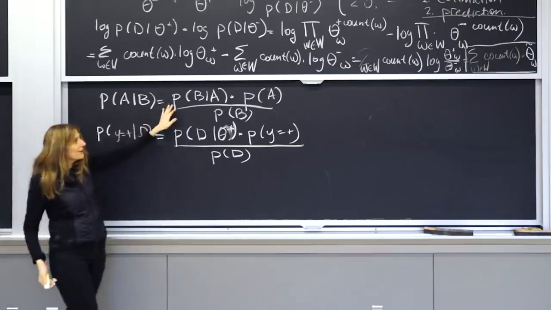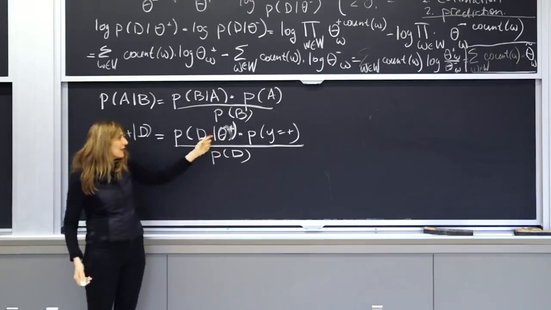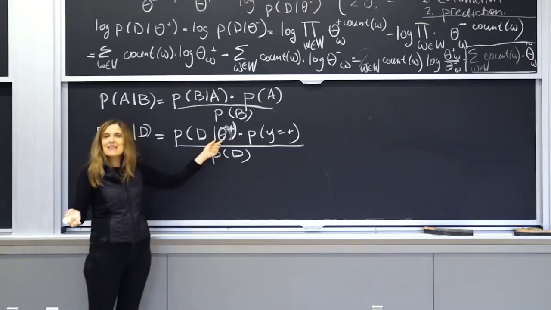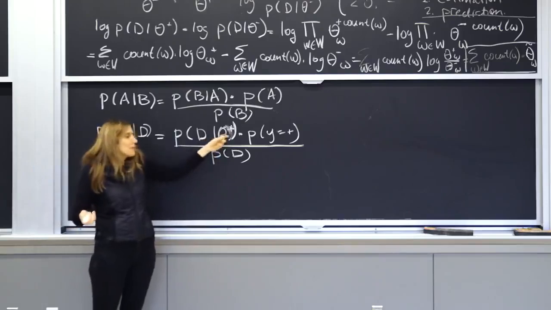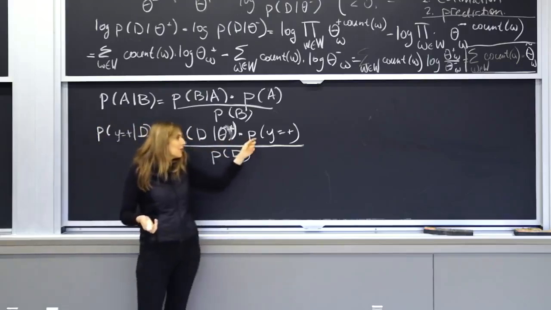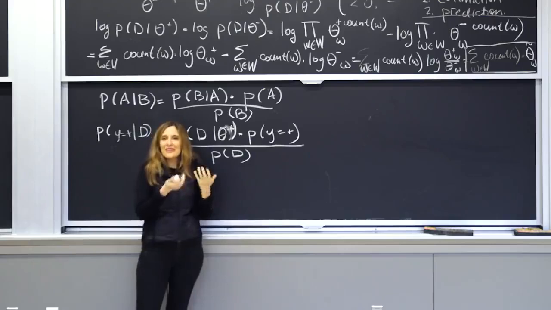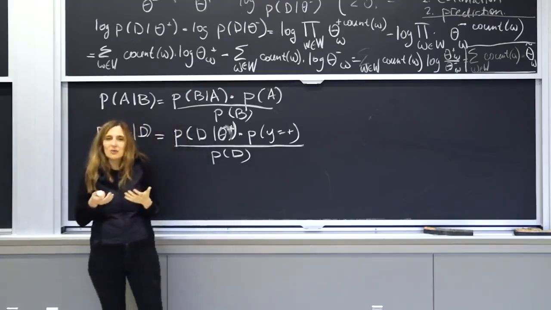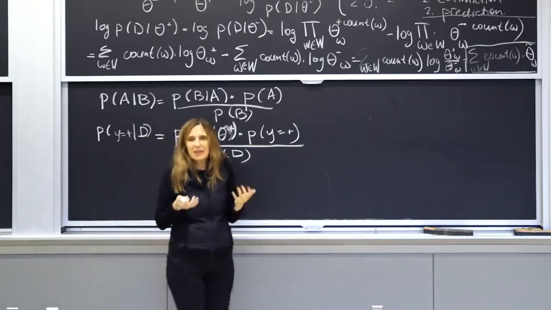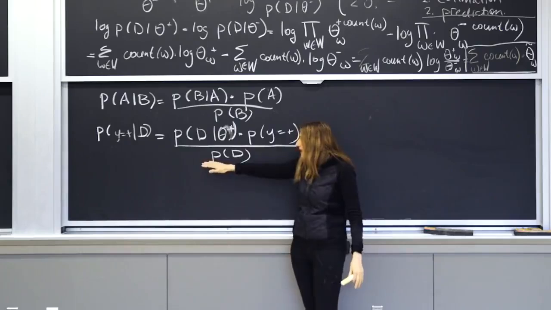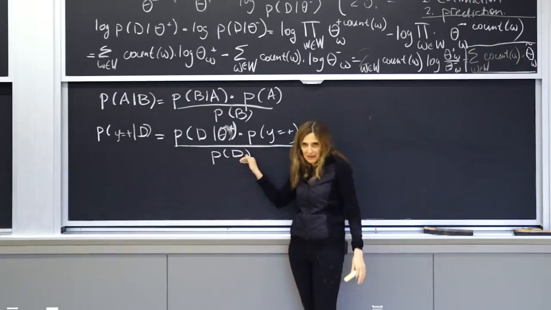So I rewrite it based on this rule, and we are now looking at two parts. The first part is, given that this is a document which has label plus, in this case with the parameter theta plus, we're going to generate the D. Then we're looking at the likelihood of the label Y to be plus. I could have written the likelihood of theta plus, but I just want to be consistent with the notes. And here we are dividing it by the likelihood of the document, okay?